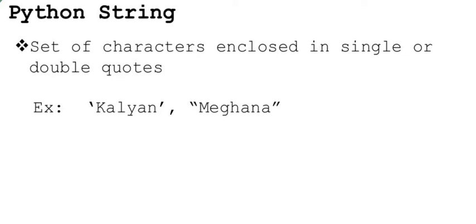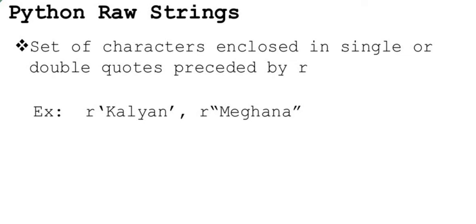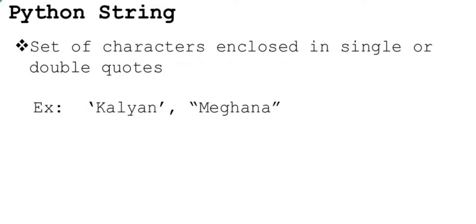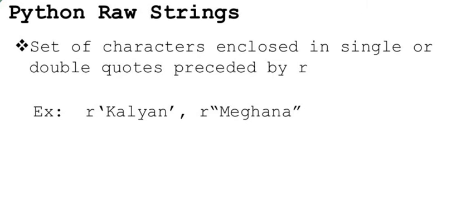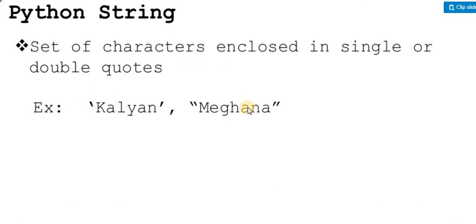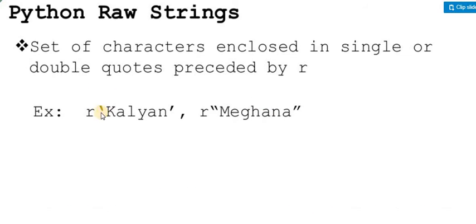Then what are Python raw strings? Python raw strings are the same as Python normal strings, but they are preceded by R. Here you can see this is Kalyan and this is Meghna. Before Kalyan there is an R and before Meghna there is an R. So that is the raw string used for regular expressions.